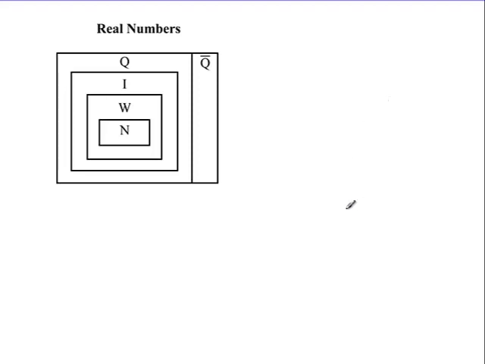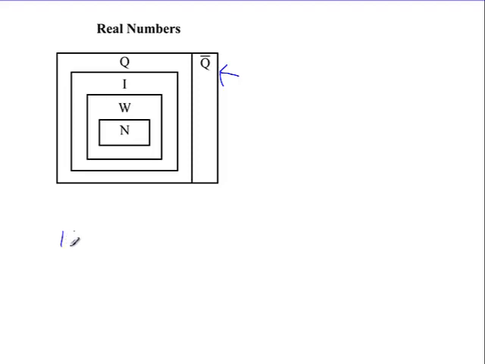Unit 1, Lesson 4. When looking at the real number system, we have natural numbers, whole numbers, integers, rational numbers. Irrational numbers is this box. Our rational and irrational numbers make up our real number system. When classifying numbers, we're always trying to find that smallest box in which a number would fit into.